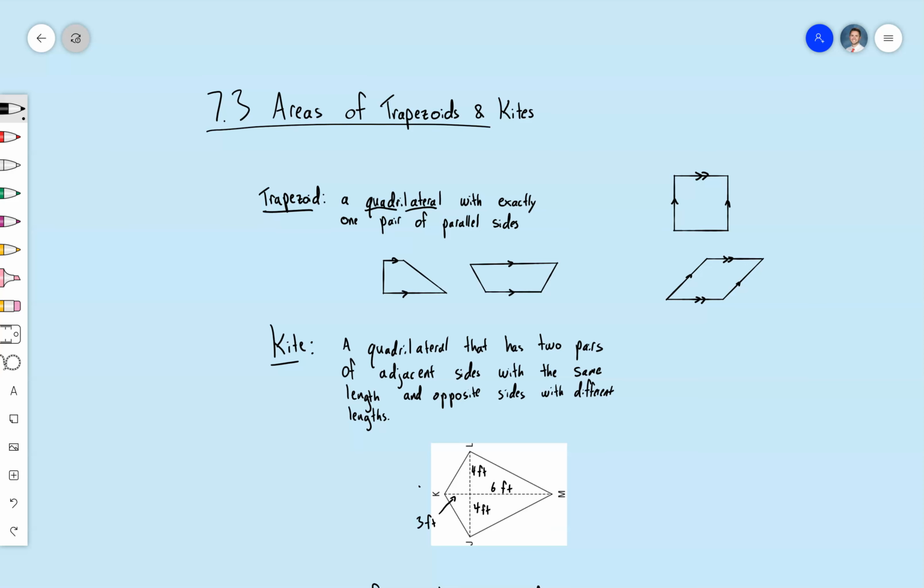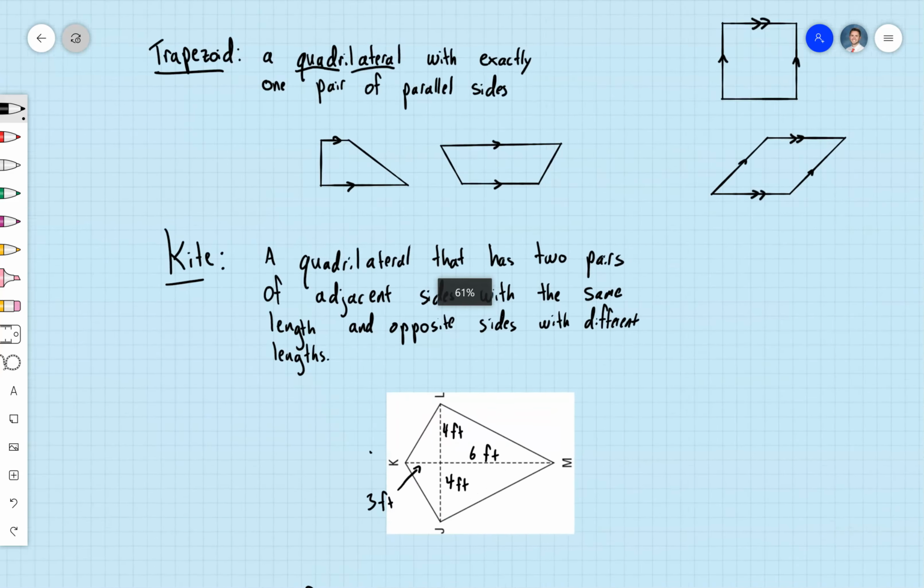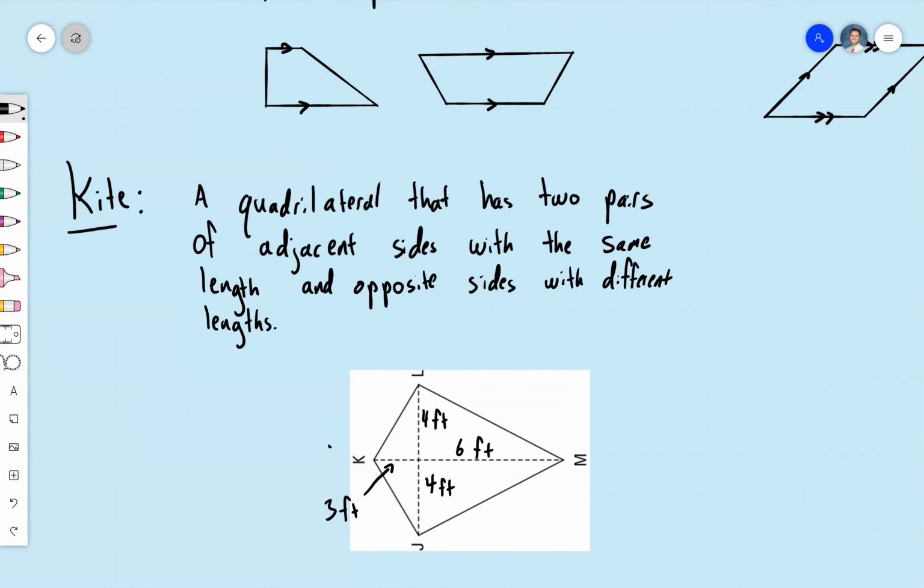So that's a trapezoid. Now a kite, on the other hand, is a quadrilateral that has two pairs of adjacent sides with the same length and opposite sides with different lengths. That might sound a little confusing, but if we look at this example, you can see what I mean. We can see that this side here, which is adjacent to or next to this side here, they have the same length, as do these two sides here.